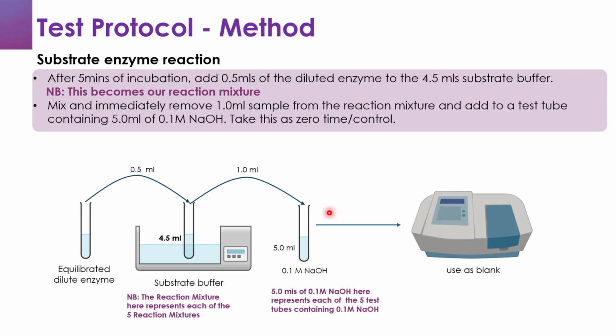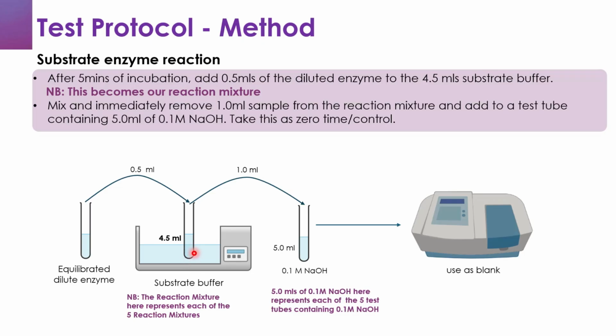So the next is to perform the substrate enzyme reaction, or in other words, to prepare our reaction mixture. So what we do is that after the 5 minutes of incubation, we add 0.5 mL of the equilibrated enzyme to the 4.5 mL substrate buffer in the water bath. And what we have to note is that once we add the equilibrated enzyme to the substrate buffer, it now becomes our reaction mixture.